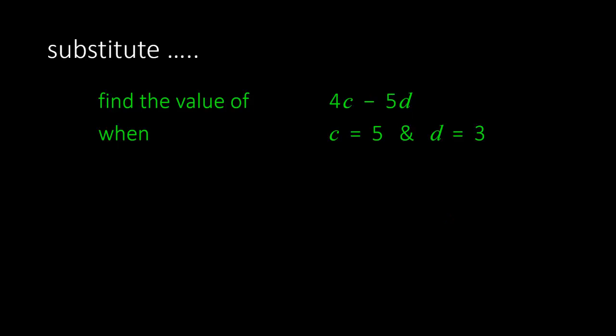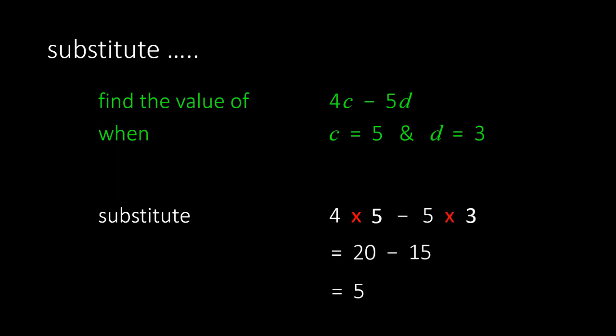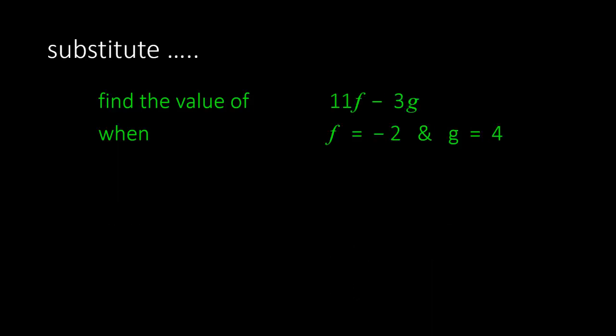Let's have a look at another one then. Let's put a minus sign in. So we've got 4c minus 5d when c is 5 and d is 3. So 4c is 4 times c, 5d is 5 times d. So let's change c off, 5 on, and d is 3. Now all we've got to do is work them out. 20 minus 15 gives us a total of 5.